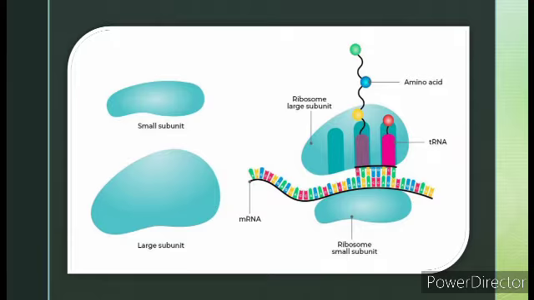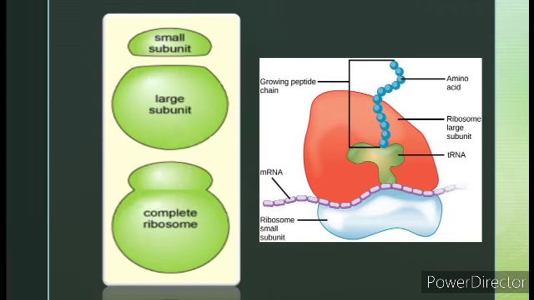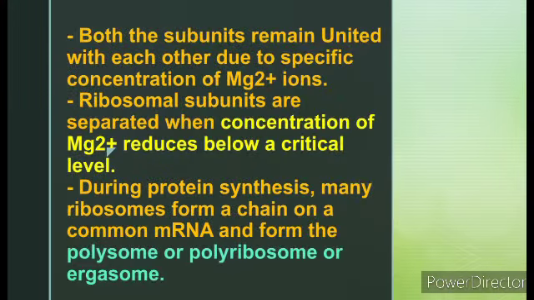Ribosomes are composed of two subunits. The larger subunit has a dome-like shape, whereas the smaller subunit occurs above the larger subunit and forms a cap-like structure. These are negatively charged molecules containing rRNA and protein. Both the subunits remain united with each other due to the specific concentration of magnesium ions. Ribosomal subunits are separated when the concentration of the magnesium ions reduces below a critical level.